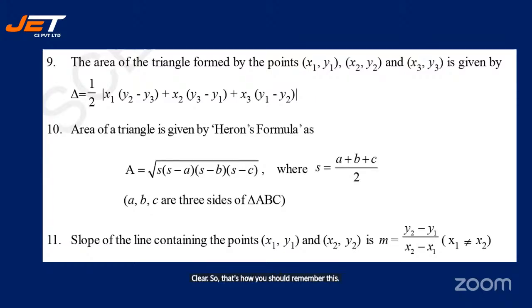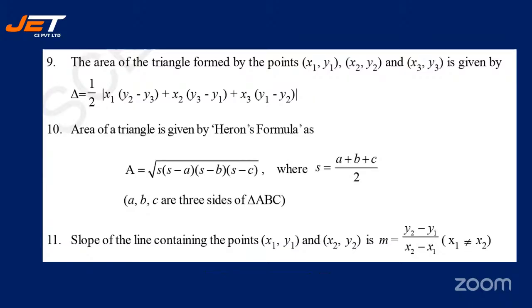And a very important formula given by Heron. So it's called Heron's formula. Area of a triangle is given by Heron's formula: A is equal to square root of S into S minus a, S minus b, S minus c. Now how do you find out S? S is nothing but a plus b plus c by 2, where a, b, c are the 3 sides of the triangle.